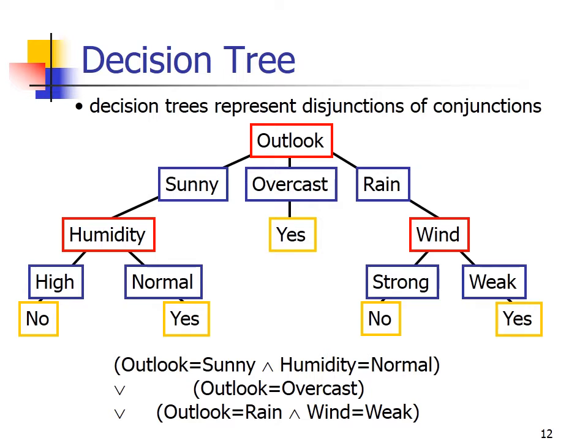Decision trees represent disjunctions of conjunctions. I've already told you this. Outlook is equal to sunny and humidity is equal to normal, or outlook is equal to overcast, or outlook is equal to rain and wind is equal to weak. Okay? So it is the disjunctions of conjunctions.